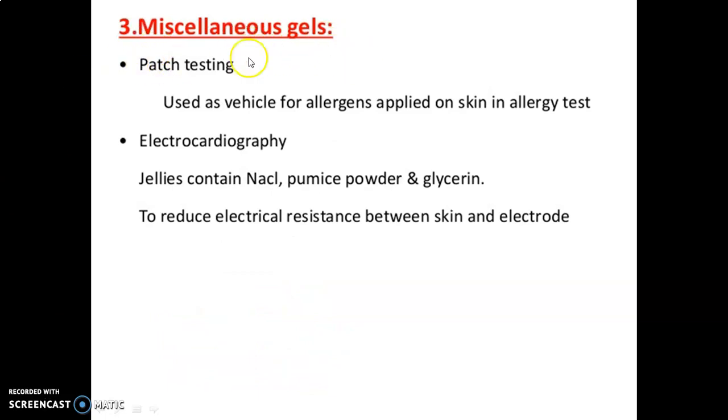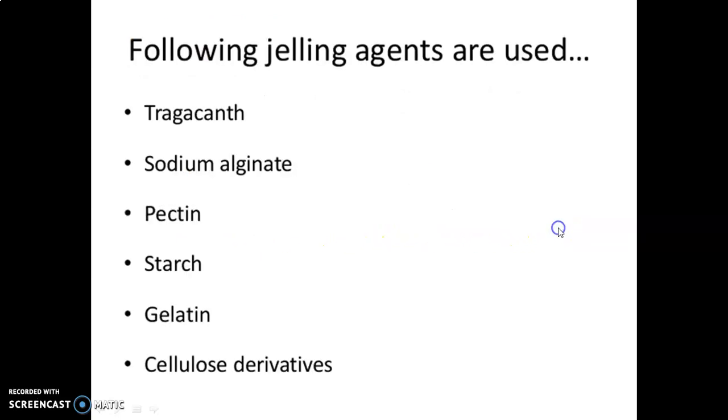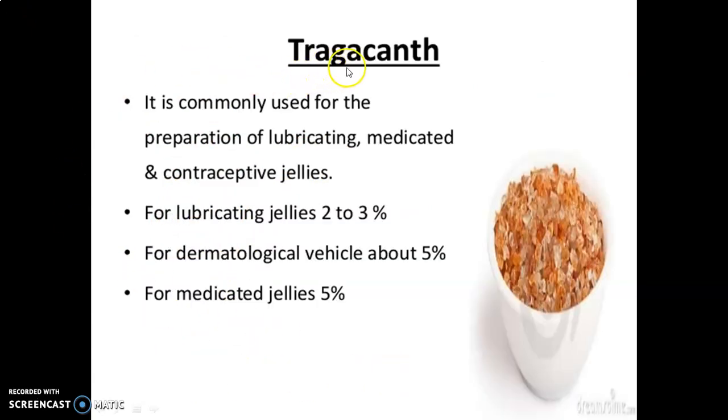Then miscellaneous gels. In patch testing, they are used as a vehicle for allergens applied on the skin in an allergy test. In electrocardiography, jellies contain sodium chloride, pumice powder and glycerin to reduce the electrical resistance between skin and electrode. The following gelling agents are used: tragacanth, sodium alginate, pectin, starch, gelatin and cellulose derivatives.